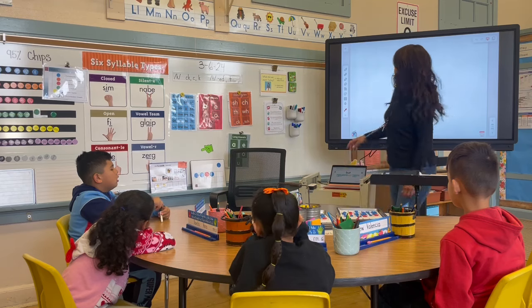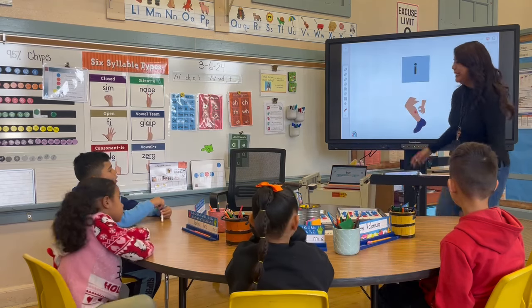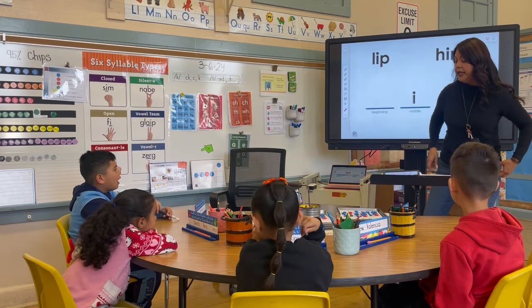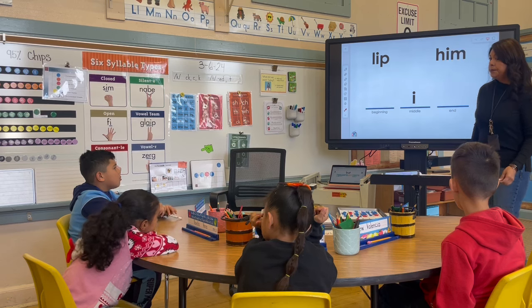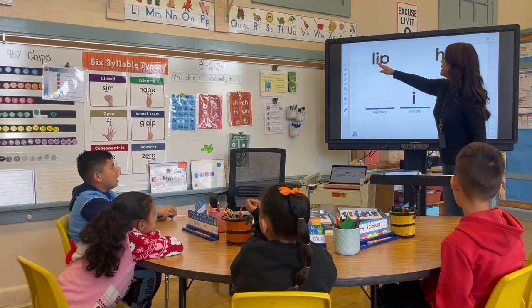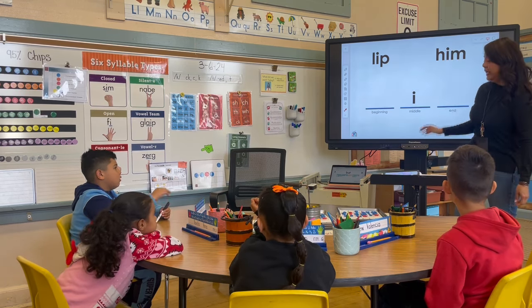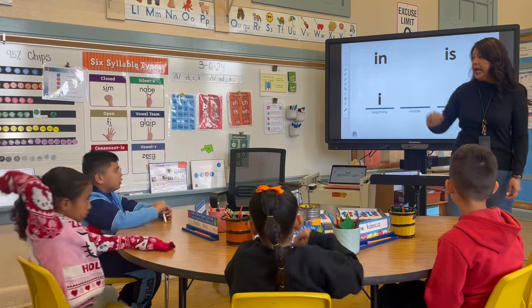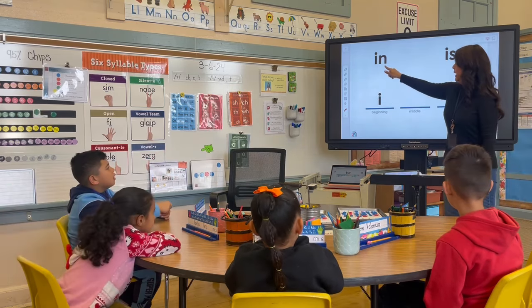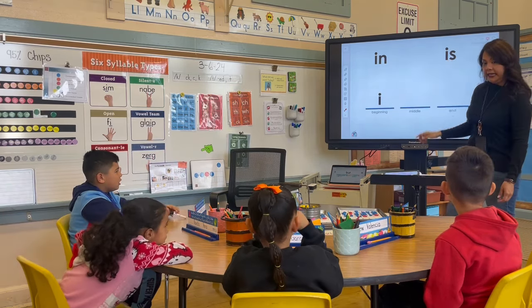All right, let's review with the it, right? Like in itch, we say it, okay? Where do we find the it? In the middle, like in lip and him. And we also find it at the beginning, like in in and is, okay?